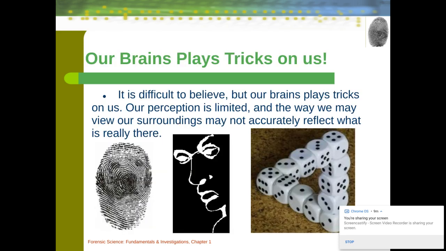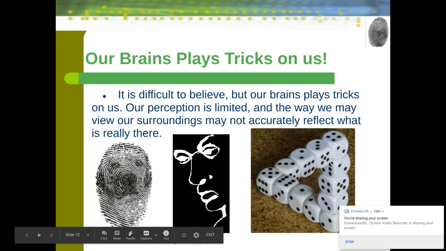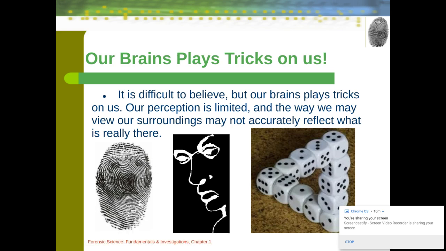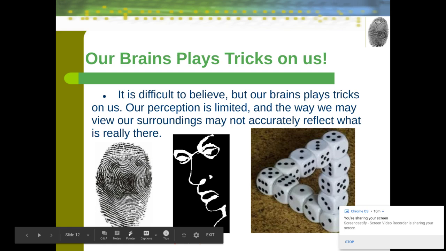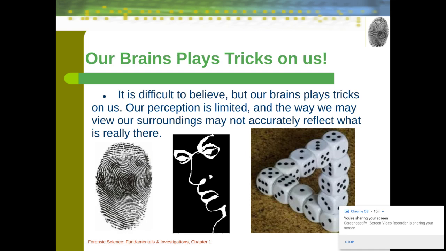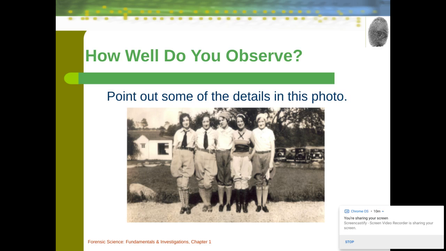So our brains are going to play tricks on us. Here are some pictures of examples. Do you see a fingerprint here? Did you see a dog? Do you see a face? Do you see a liar? This one logically just doesn't make any sense. There's no way that could really physically be a real thing. Why does my brain tell me it's okay?